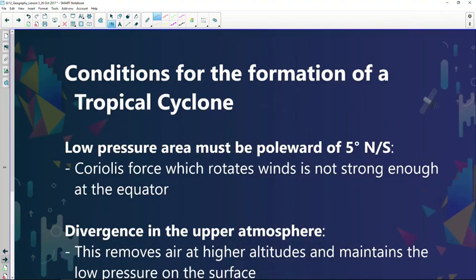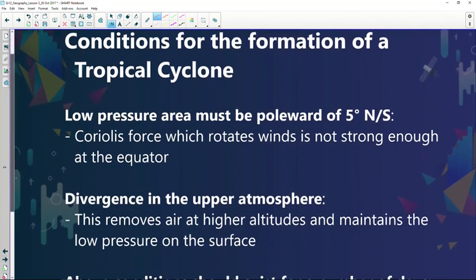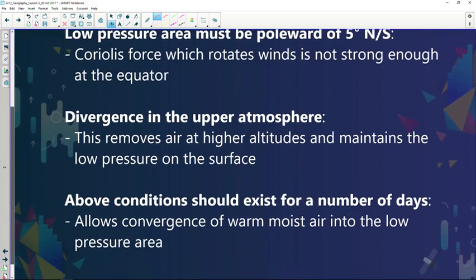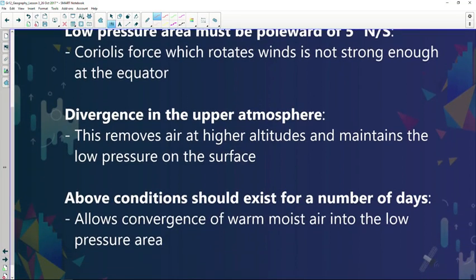Now, let's quickly recap the conditions for formation. As you can see, it can only form 5 degrees from the equator because it needs that Coriolis force. Now, there's divergence in the upper atmosphere, which we're going to have a look at in the next couple of minutes. And the conditions, like I've mentioned: we need warm ocean temperatures, high humidity, and latent heat. We need these conditions and friction-free surfaces for a couple of days for the formation to take place.